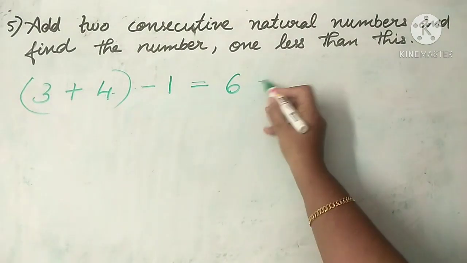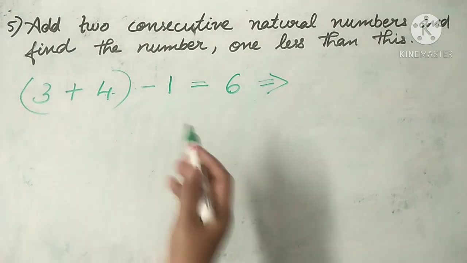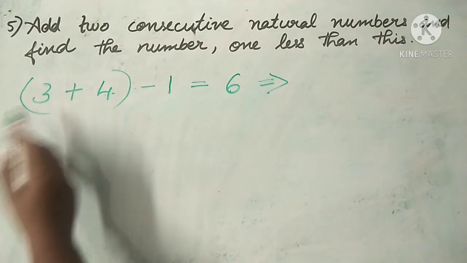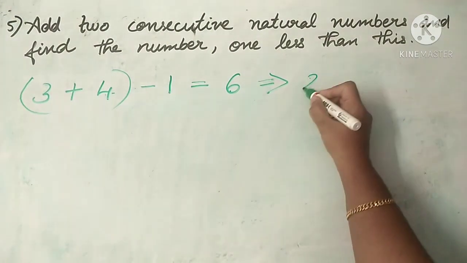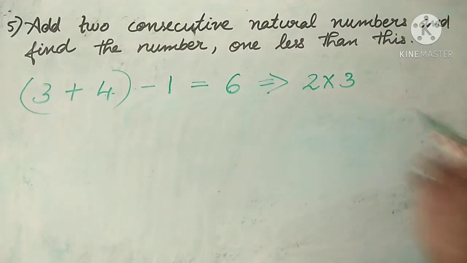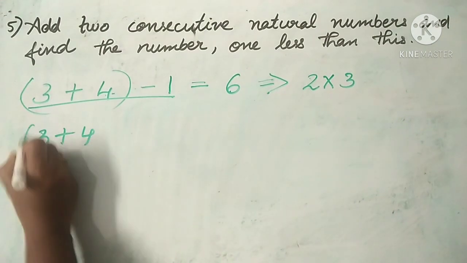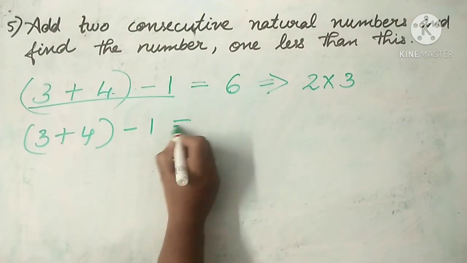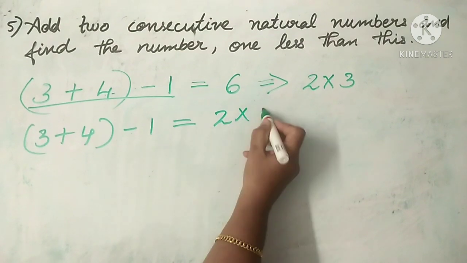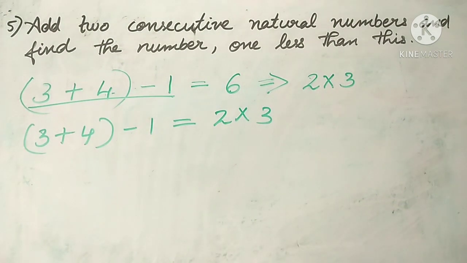Now I am going to relate this 6 to the number 3 or 4. I can relate this number 6 with 3. How? 2 into 3, isn't it? 2 into 3 is equal to 6. So this expression 3 plus 4 minus 1, I can write as 2 into 3. Okay. So this is the ordinary language. Now I am going to express this in algebraic form.